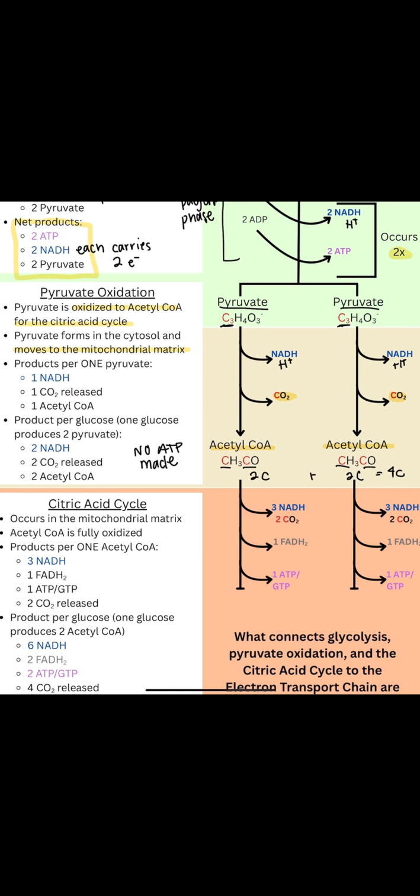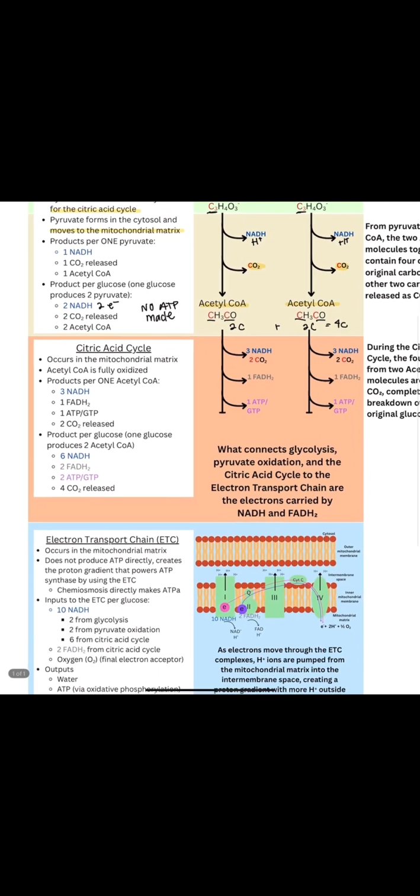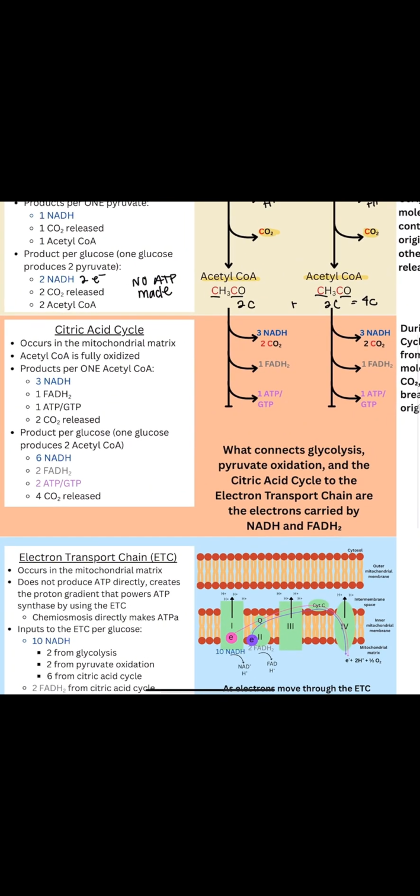Our acetyl-CoAs have 2 carbons each. So to check, we started with 6 carbons in glucose. We released 2 as carbon dioxide. So we now have 4 that remain in between 2 acetyl-CoA molecules. So we still have all 6 carbons accounted for. And this brings us to the citric acid cycle.